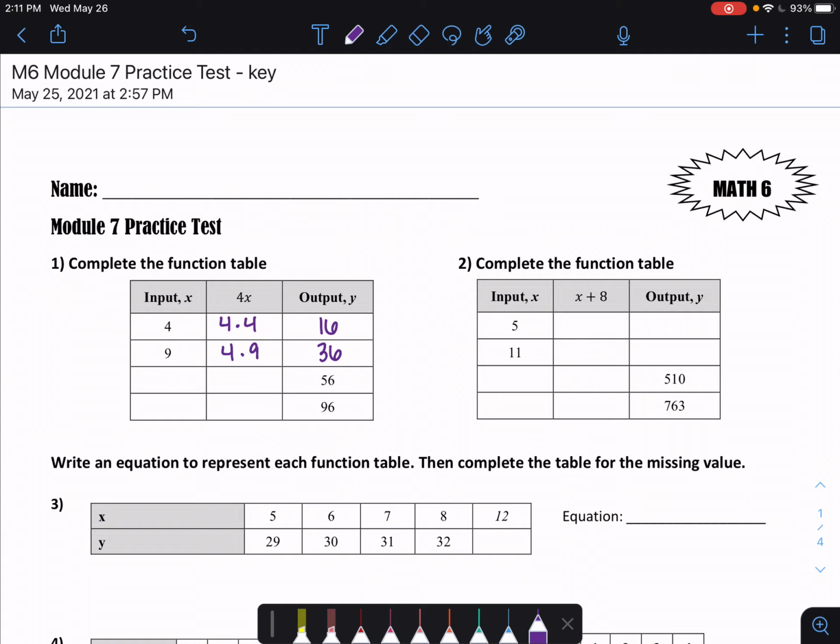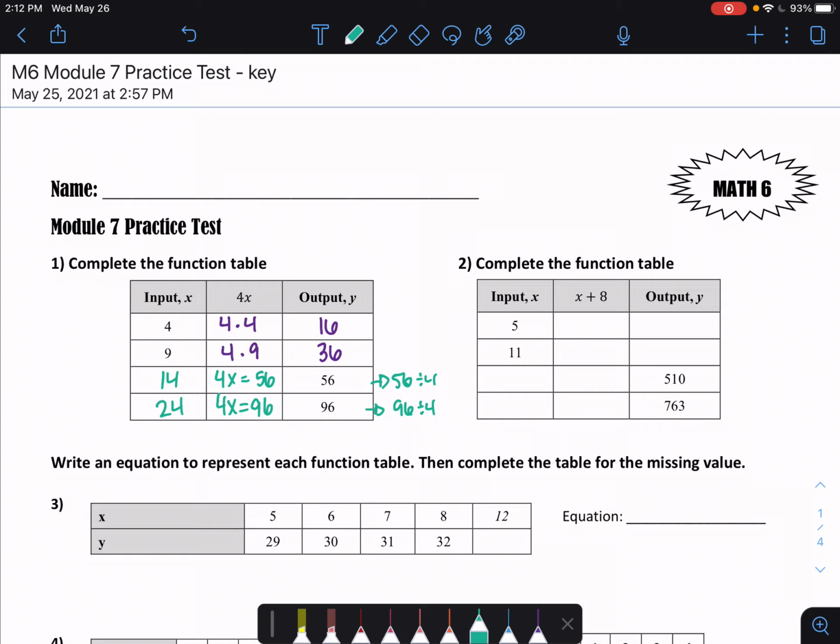Now in the next one, I'm given the outputs and asked to work my way back to the input. So this means that my rule is equal to the output. So I'm going to divide 56 by 4 and I get 14. So for this one, I did 56 divided by 4. And then for this one, I have 4x equals 96. That means that I'm going to do 96 divided by 4, and you should get 24.